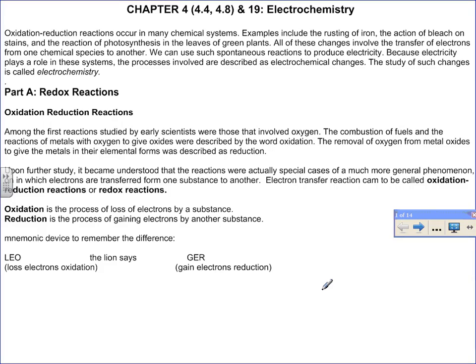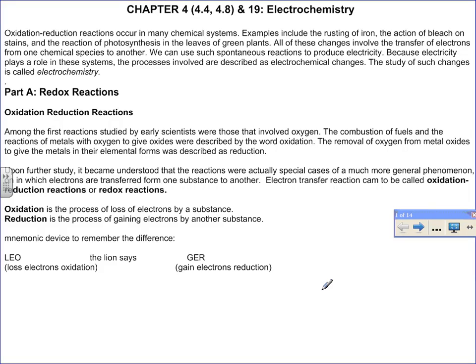In this unit, we will study electrochemistry, which is the study of reactions that involve electrochemical changes, and therefore they are systems that involve electricity. We're looking at spontaneous reactions that actually produce electricity, or non-spontaneous reactions that need electricity in order to occur. The basic reactions that are occurring here are called oxidation reduction reactions.